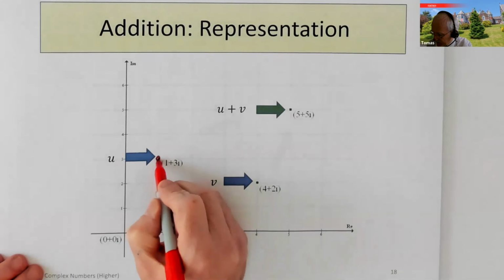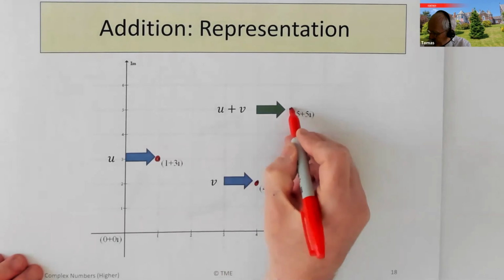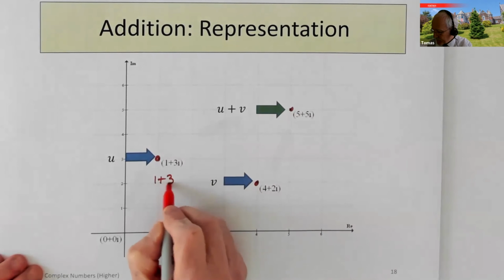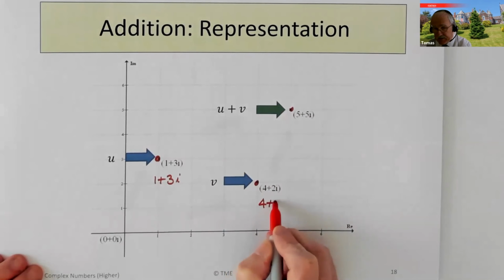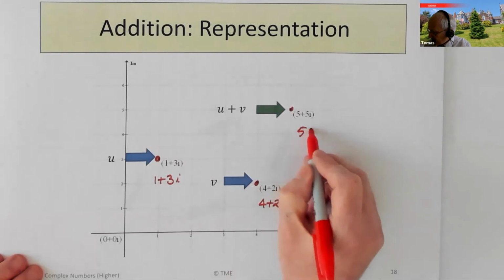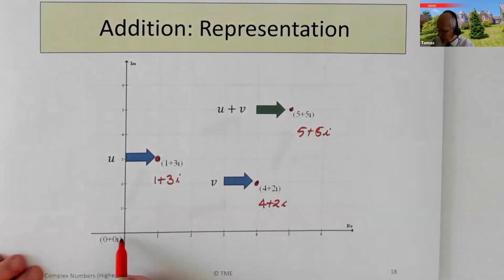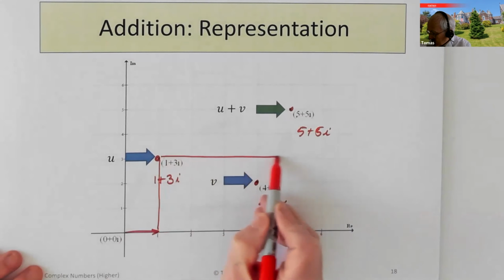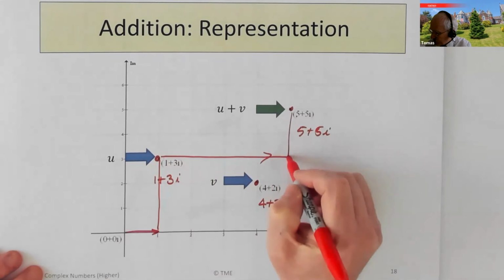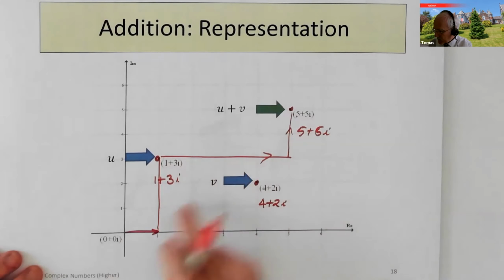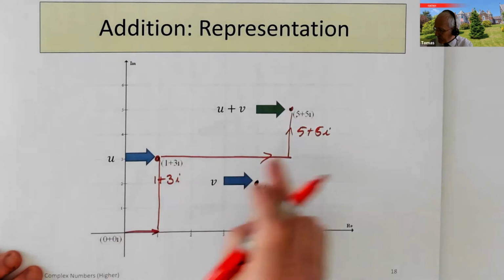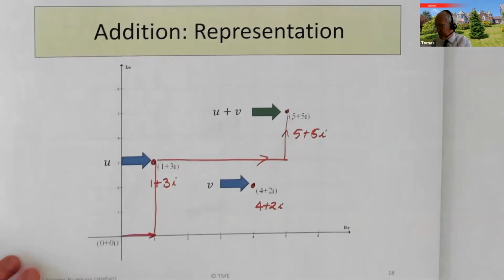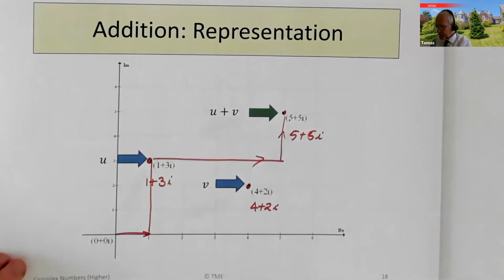This is what they would look like on the Argand diagram. 1 plus 3i is here, 4 plus 2i is here, and 5 plus 5i is here. So if we add this to this, we get that. So it'd be like going out 1 step east and 3 north, followed by 4 steps east and 2 north. We'd end up with 1 and 4, or 5 steps east, and 3 and 2, 5 steps north. And that's how it would work.